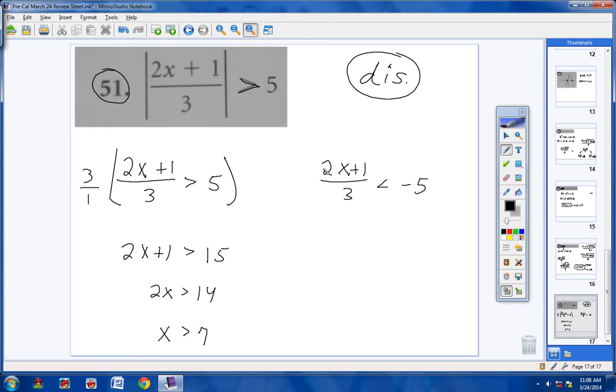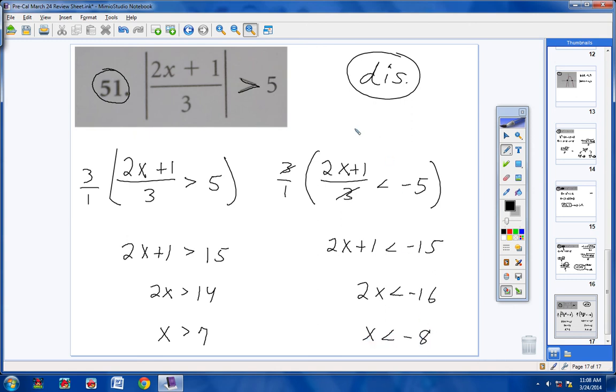And then over here on this inequality, multiply the entire inequality by 3 over 1 to get rid of your fraction. 3's would cancel, leaving you with 2x plus 1, less than 3 times negative 5 is negative 15. Bring the 1 over and make it a negative 1. 2x is less than negative 16. And then divide by 2. x is less than negative 8.